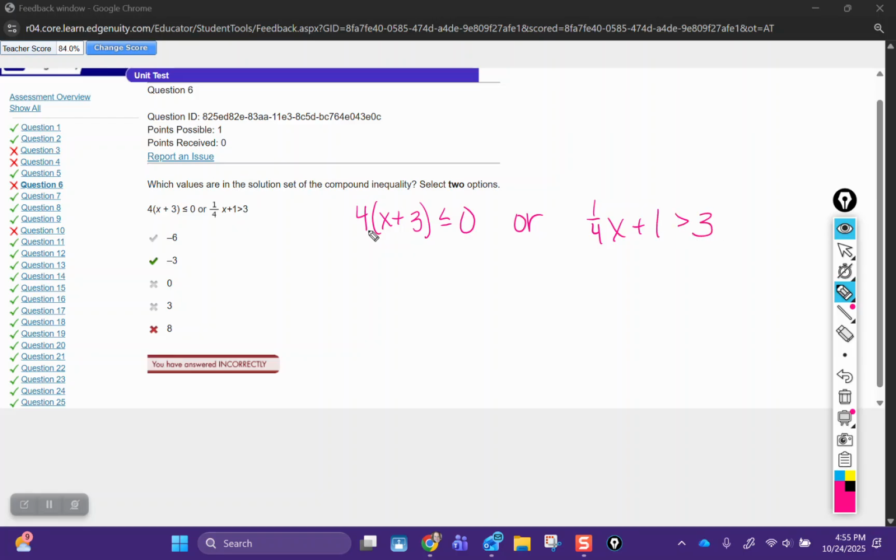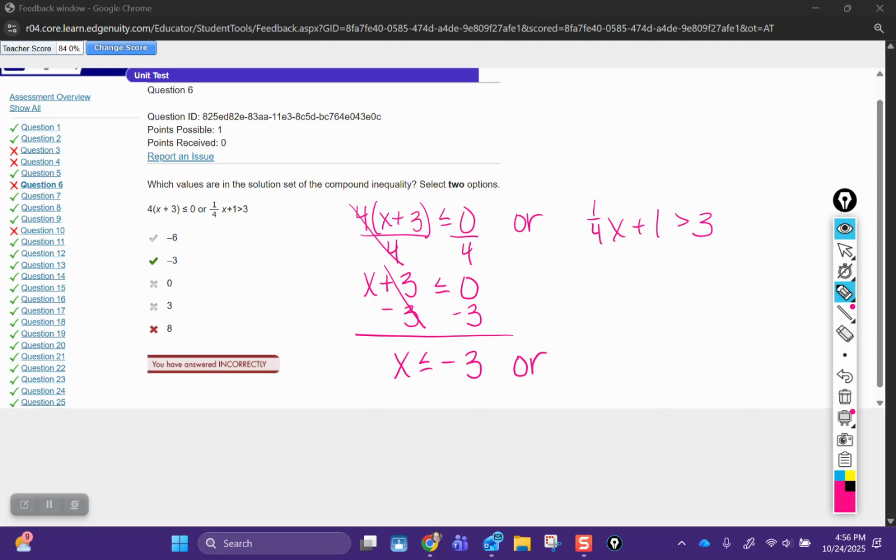So on the left, I'm going to go ahead and divide both sides by 4. It's a little bit of a shortcut so that I don't have to distribute first. We get x plus 3 is less than or equal to 0. We're going to subtract 3 from both sides. We get x is less than or equal to negative 3.